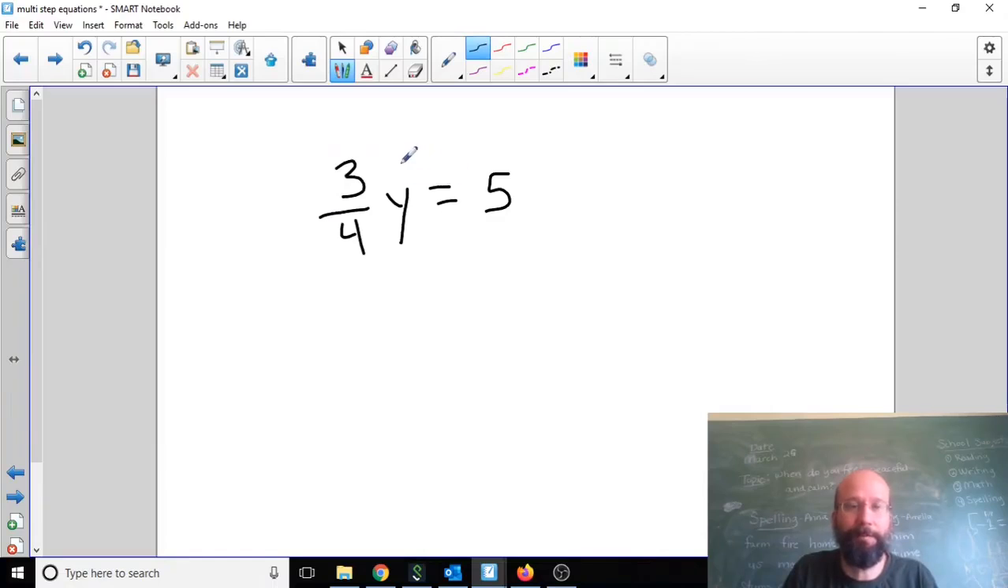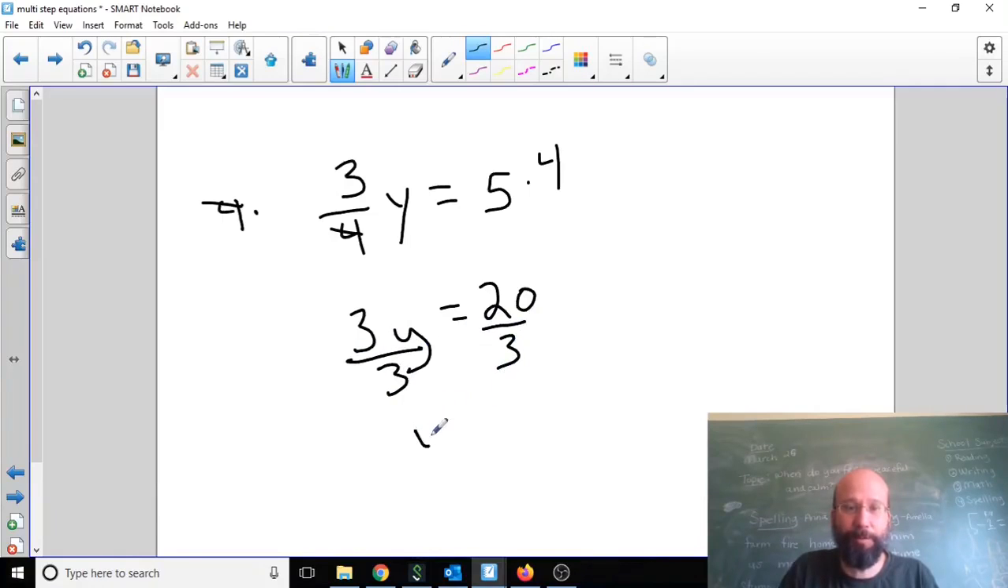There's different ways to do it, but since we're reviewing what we did on the last problem, let's do it the same way. The bottom number of a fraction, to move it over, you have to multiply, because a fraction is division and the opposite of division is multiplication. So we're going to multiply 4 to both sides. That would make these cancel out and you just have 3y. Over here, 5 times 4 is 20. So if we divide by 3, our final answer would be y equals 20 over 3.